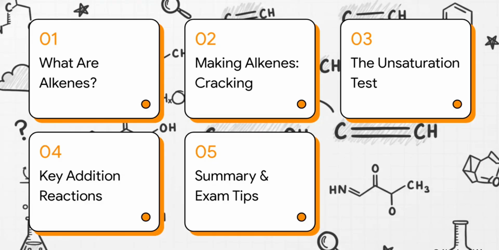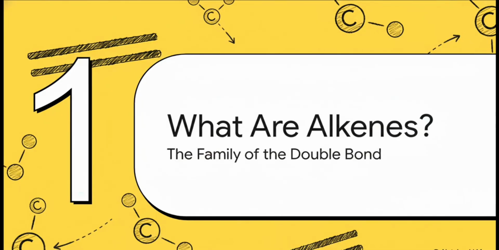So here's our game plan. First, we'll cover the basics of what alkenes are. Then we'll see how they're made through a pretty intense process called cracking. We'll look at a simple and actually kind of colorful test to identify them, and then we're going to jump into their signature reactions, the key to why they're so versatile. And finally, we'll wrap it all up with a summary and some really important exam tips to make sure this all sticks.